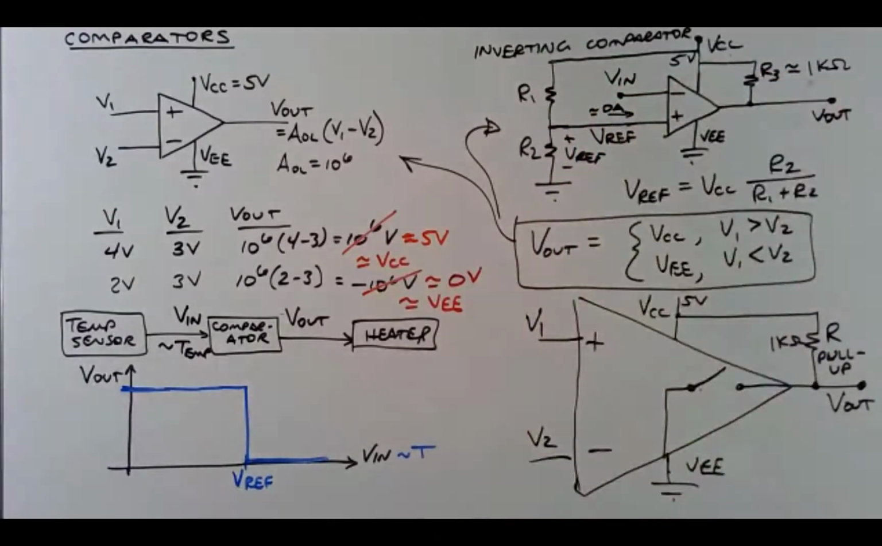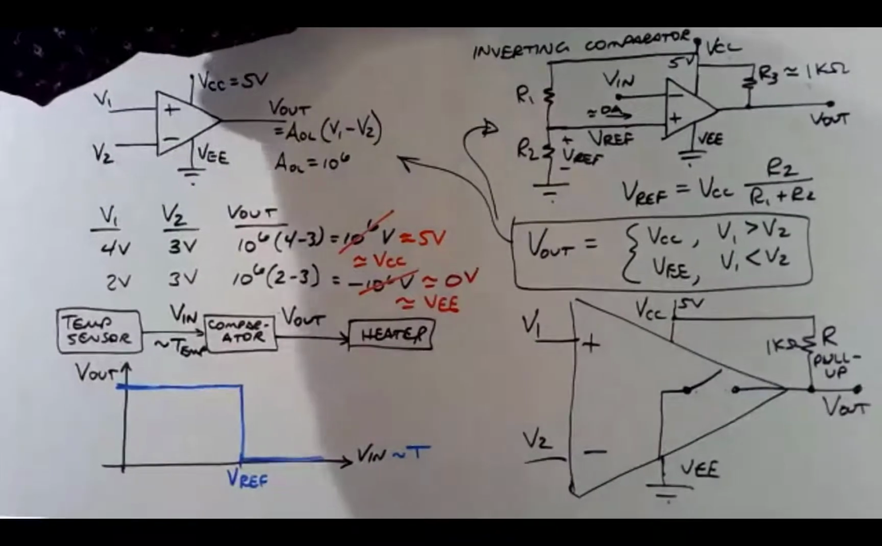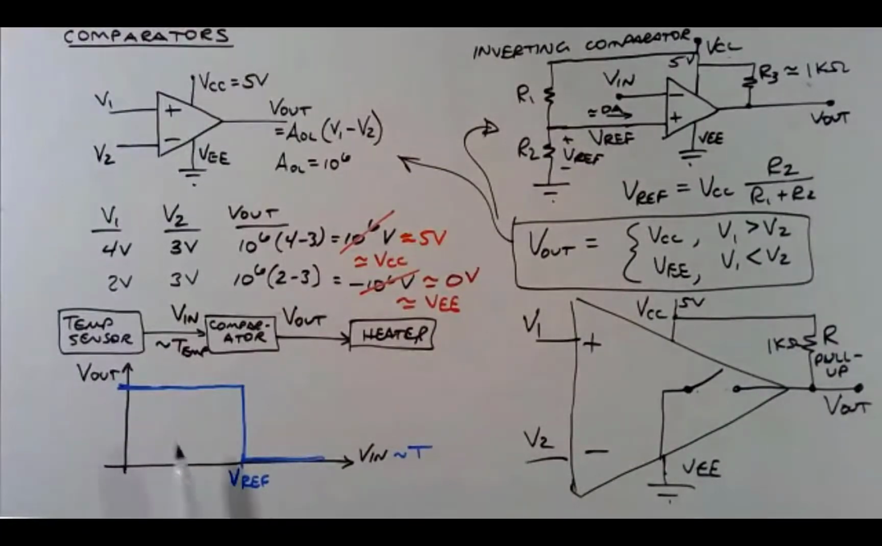It's an inverting comparator because if you look at the characteristic that we drew, when the input is high, the output is low. When the input is low, the output is high. They're the opposite in sense. So that's why this is an inverting comparator, and it works well as a thermostat.